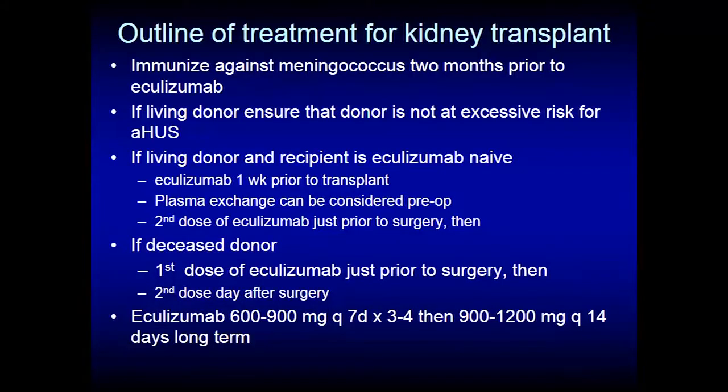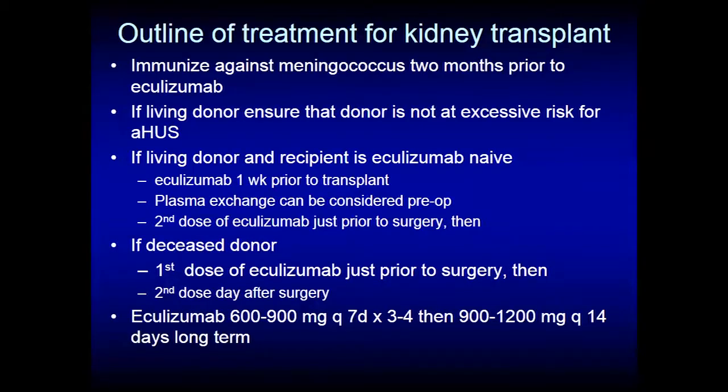Approximately 90% of living donors that present to an institution as potential candidates for transplantation are declined because of issues that we identify, or they identify, as posing an excessive risk to being a kidney donor. And then if one has a living donor and the recipient is naive to eculizumab, then what we would do is give eculizumab 1 week prior to transplant.